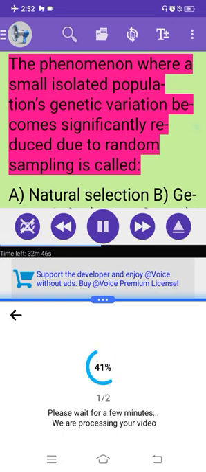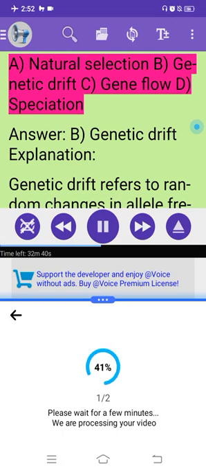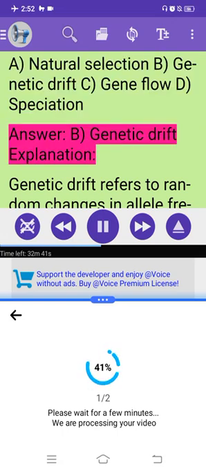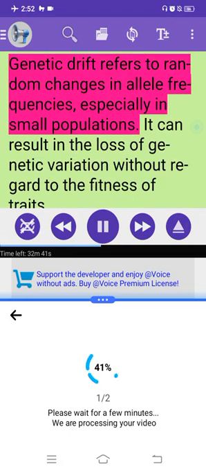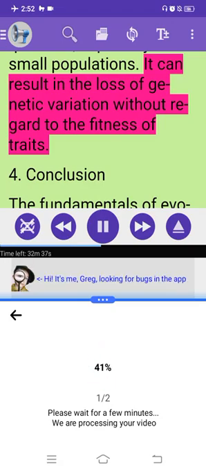Q3, GATE Ecology and Evolution 2021. The phenomenon where a small isolated population's genetic variation becomes significantly reduced due to random sampling is called: A. Natural selection. B. Genetic drift. C. Gene flow. D. Speciation. Answer: B. Genetic drift. Explanation: Genetic drift refers to random changes in allele frequencies, especially in small populations. It can result in the loss of genetic variation without regard to the fitness of traits.